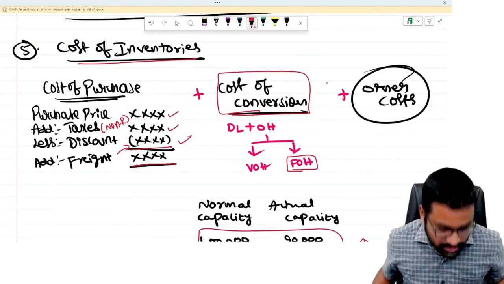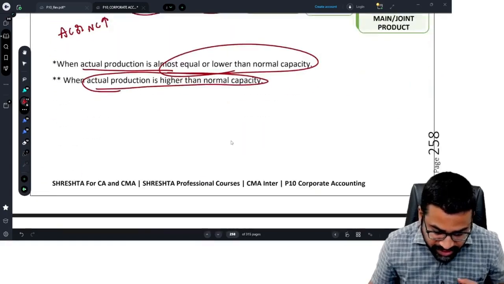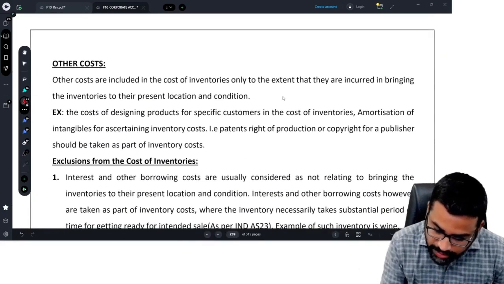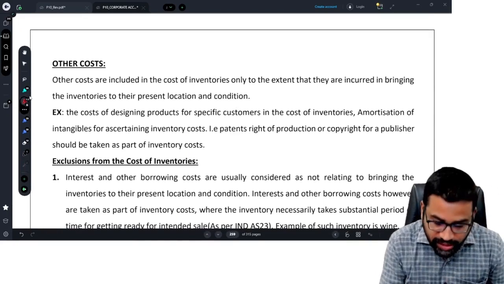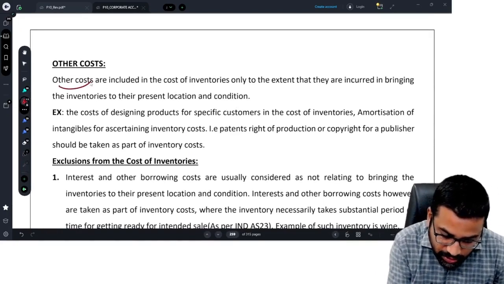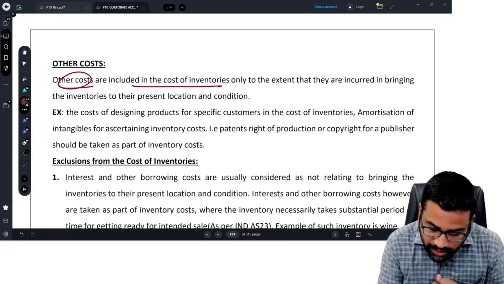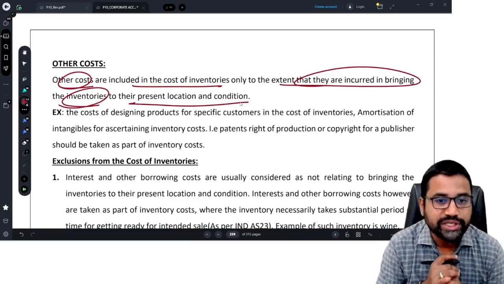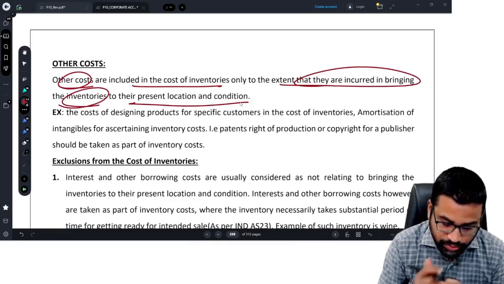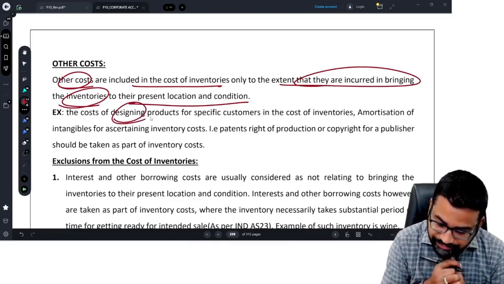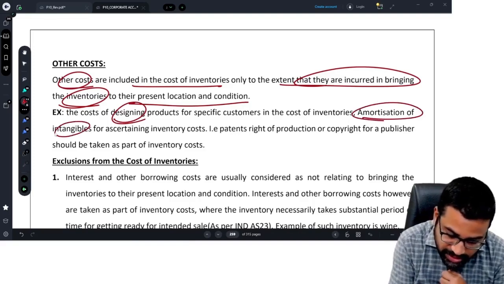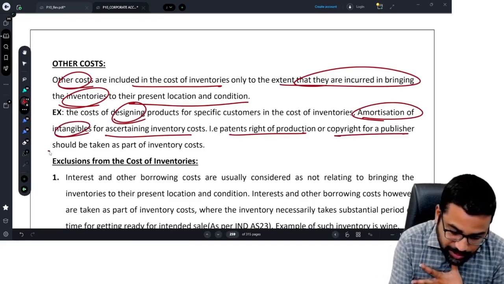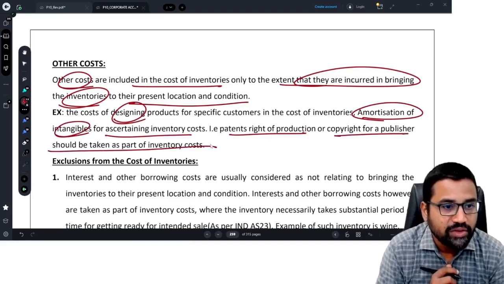Sir, all other cost which is necessary to bring the inventory to its location can also be included. See here. Other costs are included in the cost of inventories to the extent they are incurred in bringing the inventories to their present location and condition. So cost of designing the product, amortization of intangibles for ascertaining the inventory cost, that is patents, right of production or copyrights for a publisher, should be taken as a part of inventory cost.